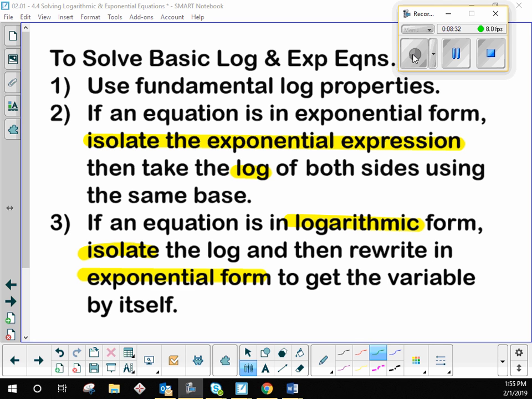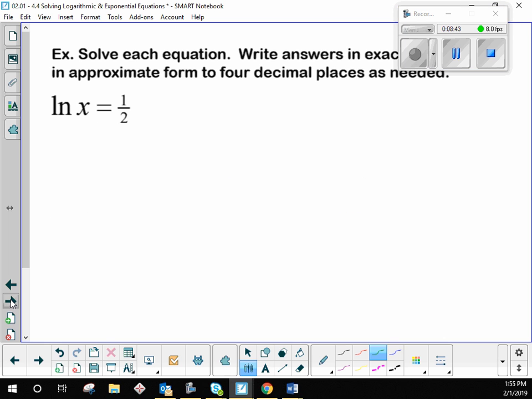All right, let me say all that again. If you're starting in exponential, you do lasso to get it in log, and vice versa, and then you solve. All right, so here we have this. We're going to start out real nice and simple. What does that LN stand for? Natural log. And what's up with that? What does that really mean? Log base E, right? So this is really log base E of x equals 1/2.